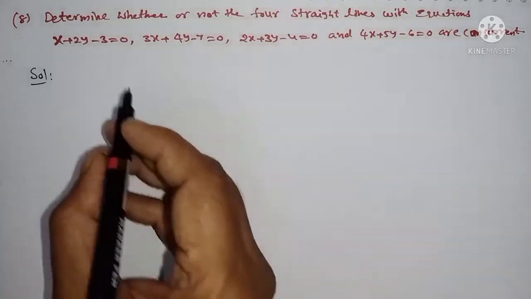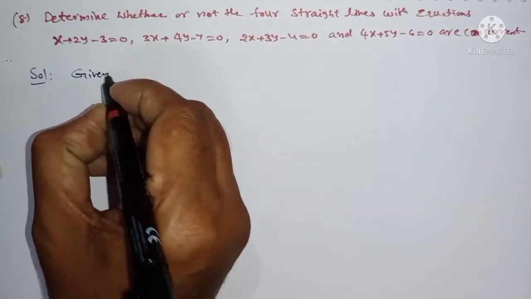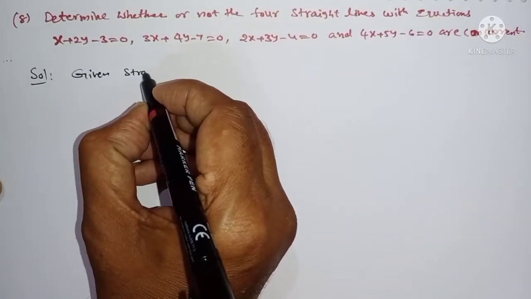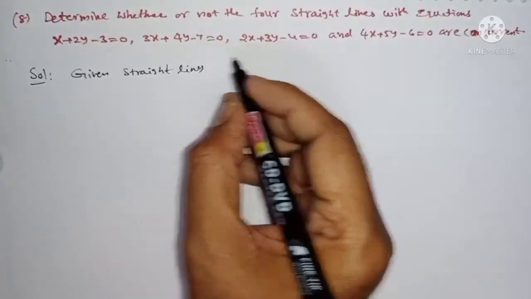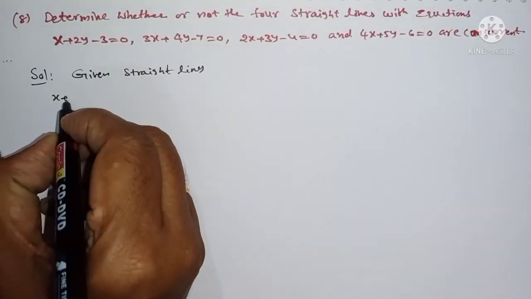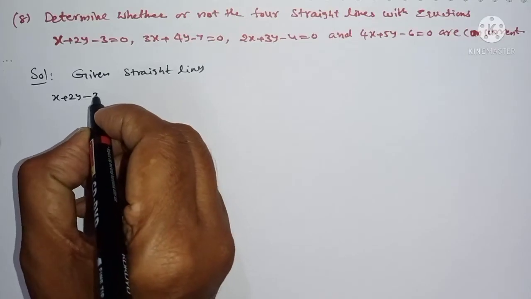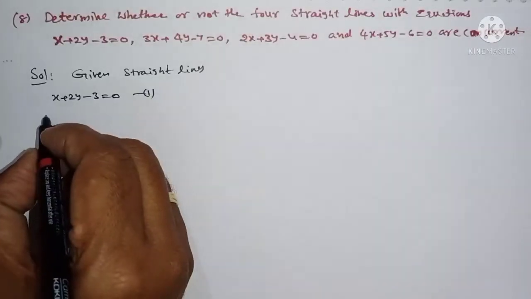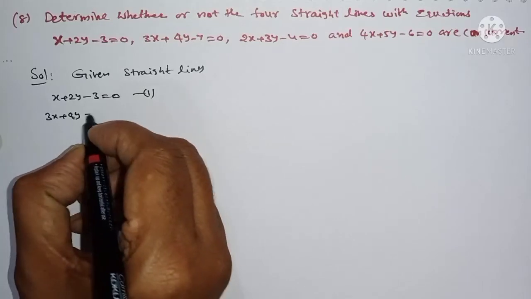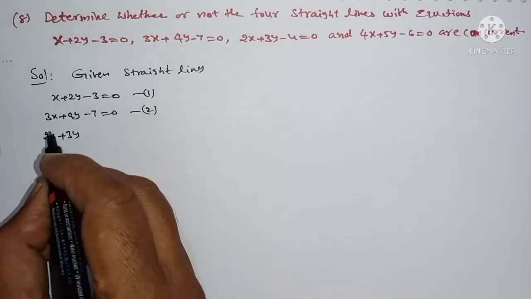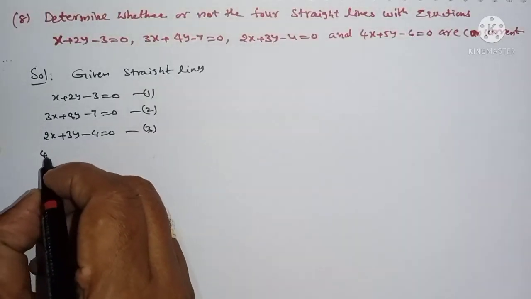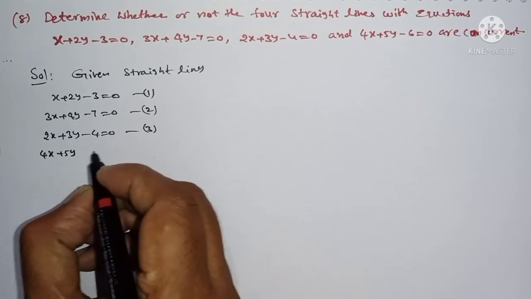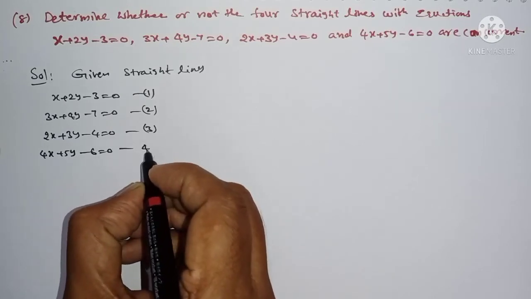I am taking the first two. The given straight lines are: first one is x + 2y - 3 = 0, second one is 3x + 4y - 7 = 0, third one is 2x + 3y - 4 = 0, and the last, fourth one, is 4x + 5y - 6 = 0.